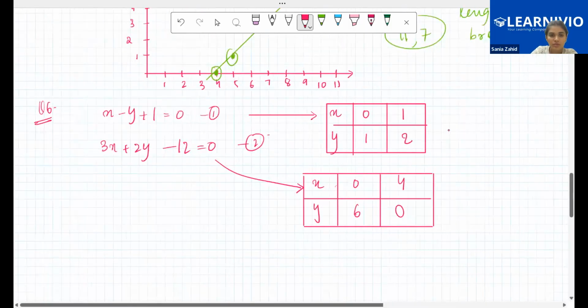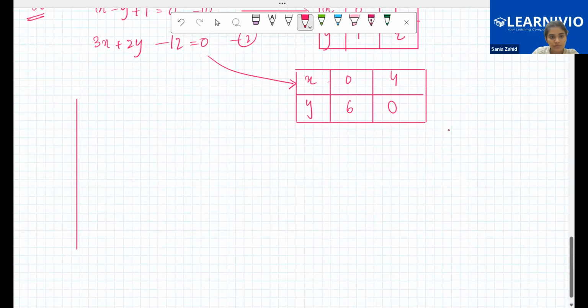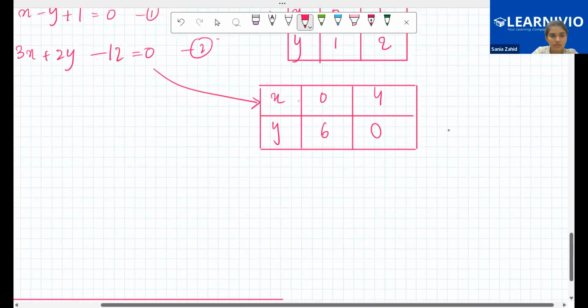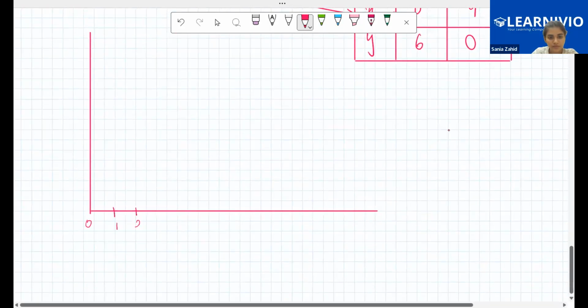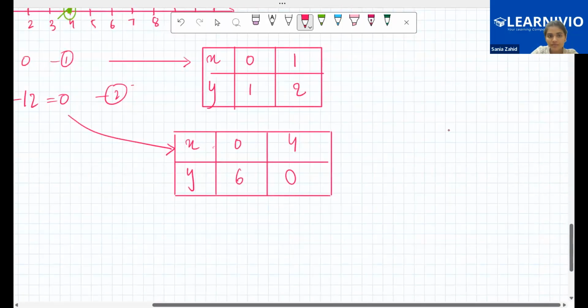So now we shall plot the graph. The highest value of x we want is just 4, and for y we want 6.